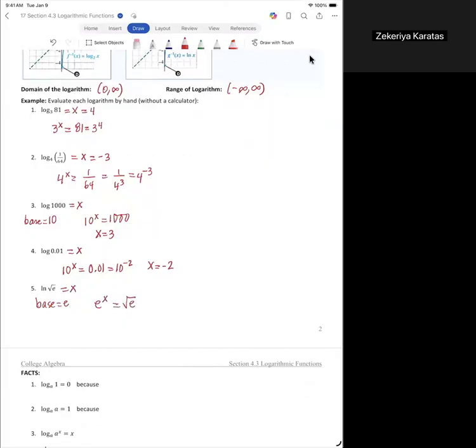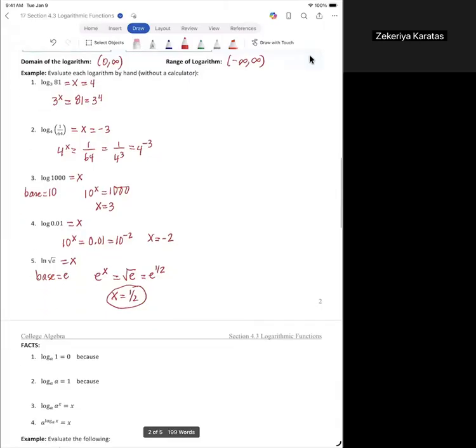So in these problems, when there's no calculator, most likely you will be able to write the expression inside ln or log as a power of the base. So square root of e, you can just see I can write it as e to the power 1 over 2. So that means x must be 1 over 2. So you see that just computes the power of e that gives you square root of e. So I hope it's clear so far.